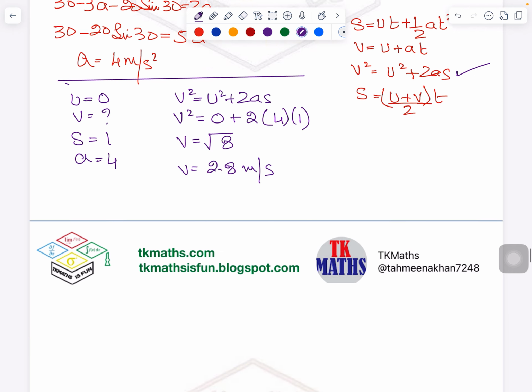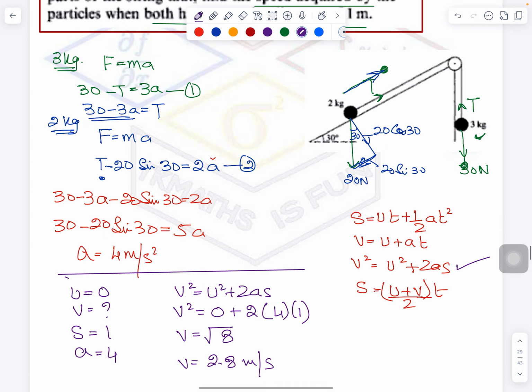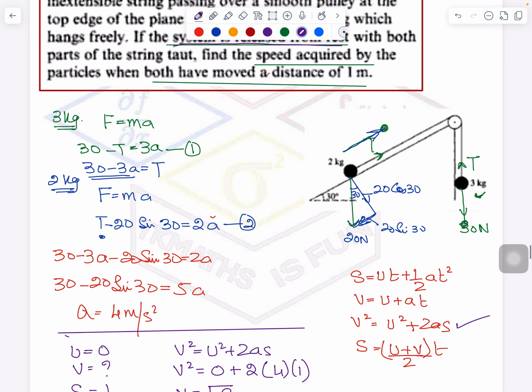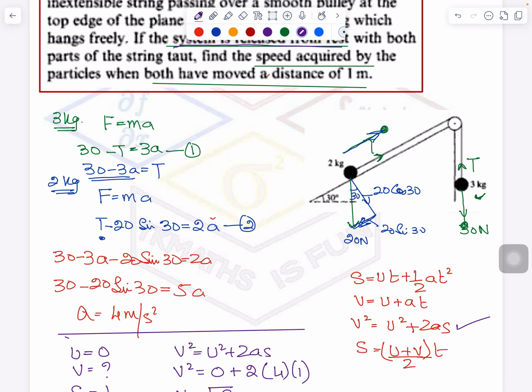So I hope you understood how to apply this in the situation when there is more than one particle in motion. Now in the next video, I will take 2 questions of the past paper and we will solve them. And then this chapter will be completed and we will move on to the next topic, which is friction.